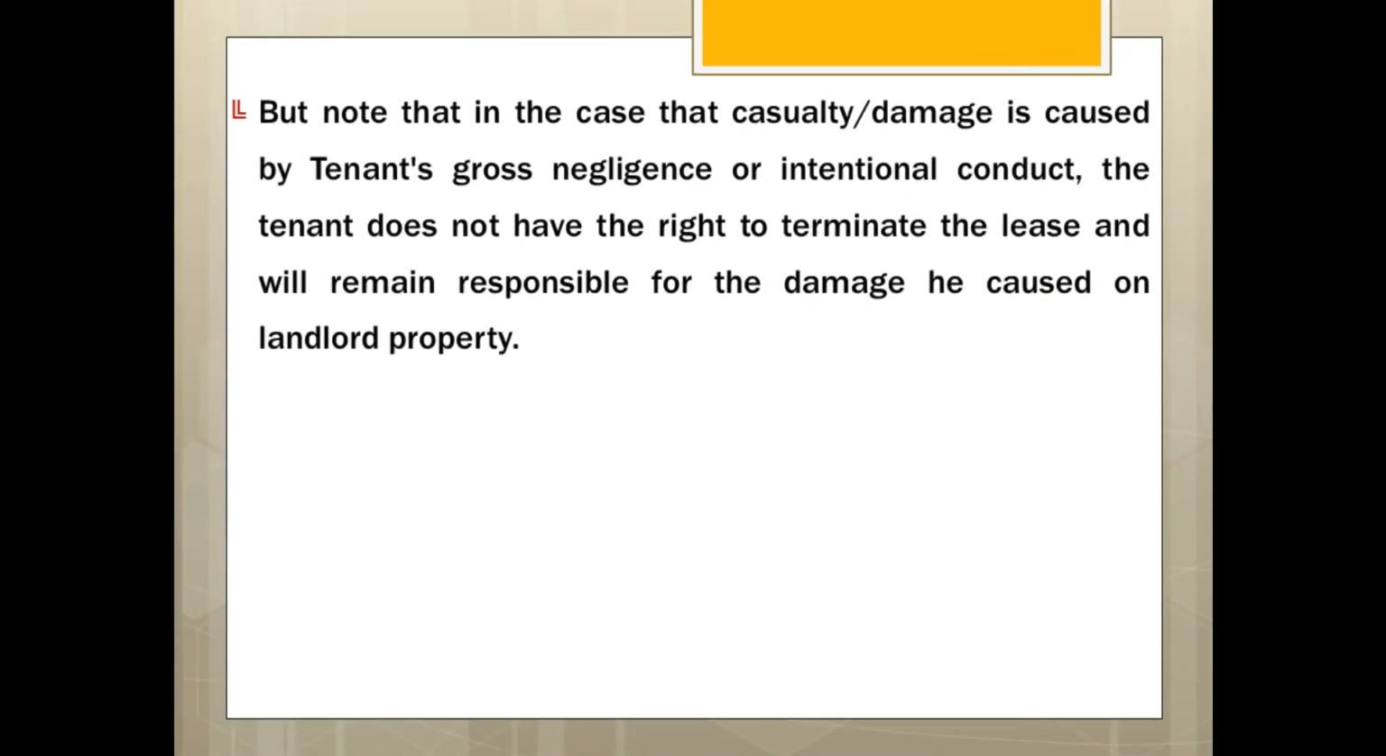But note that in the case that the damage is caused by the tenant's gross negligence or intentional conduct, the tenant does not have the right to terminate the lease and will remain responsible for the damage he caused on the landlord's property. Next, we have the merger.